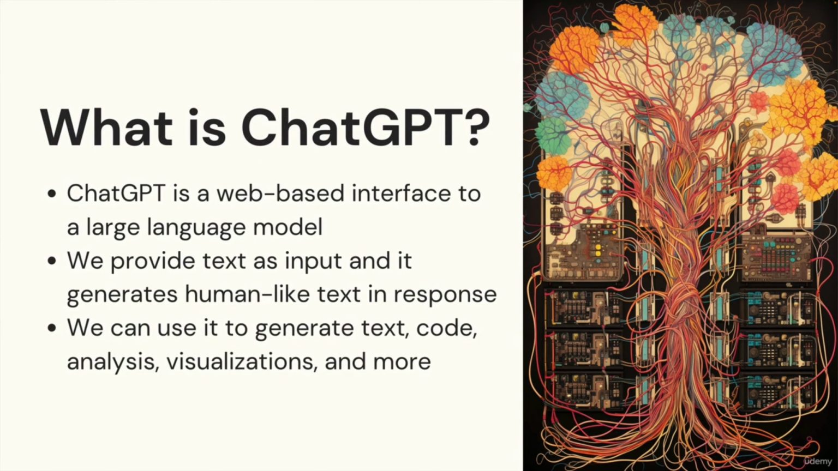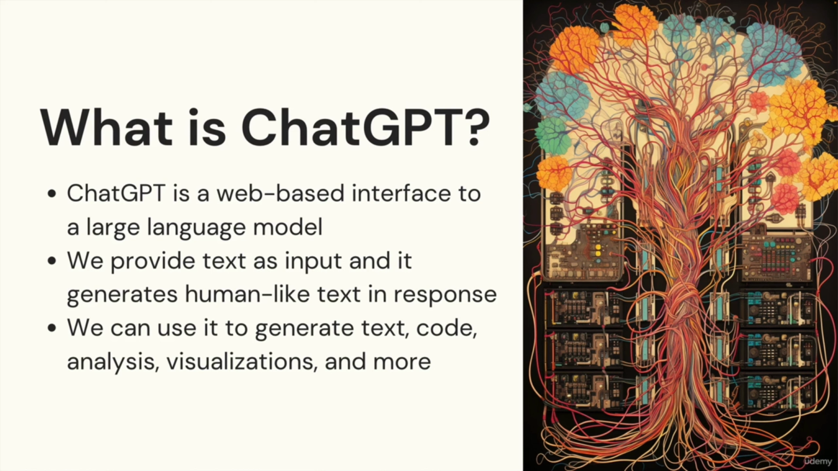So what exactly is ChatGPT? ChatGPT is a web-based interface to a large language model, and there's a couple of choices for which model that is. Basically, it's a web client that allows us to communicate and have a conversation with an AI model behind the scenes. Typically, we provide text as input, and we'll get human-like text in response. Although sometimes, with GPT-4, we'll actually get images in response, diagrams in response, downloadable files in response. It's not only text to text, but that's how it started.